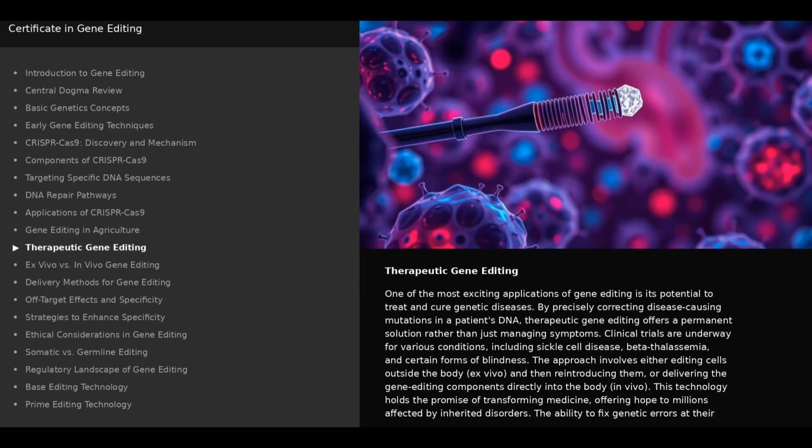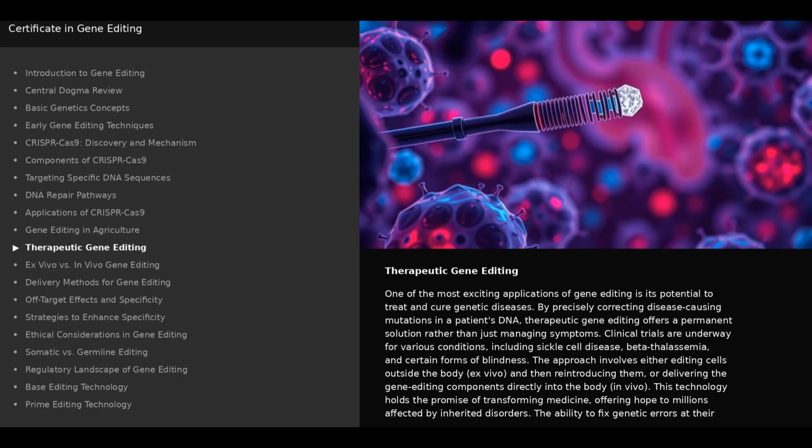Therapeutic gene editing. One of the most exciting applications of gene editing is its potential to treat and cure genetic diseases. By precisely correcting disease-causing mutations in a patient's DNA, therapeutic gene editing offers a permanent solution rather than just managing symptoms. Clinical trials are underway for various conditions, including sickle cell disease, beta thalassemia, and certain forms of blindness. The approach involves either editing cells outside the body, ex vivo, and then reintroducing them, or delivering the gene editing components directly into the body, in vivo.